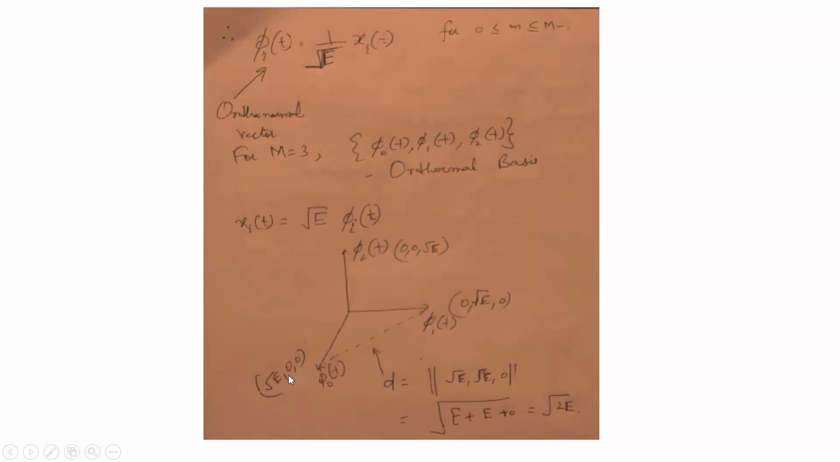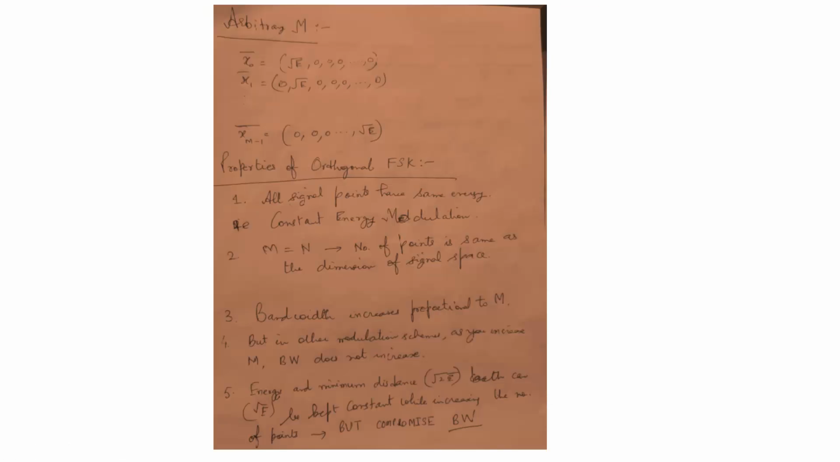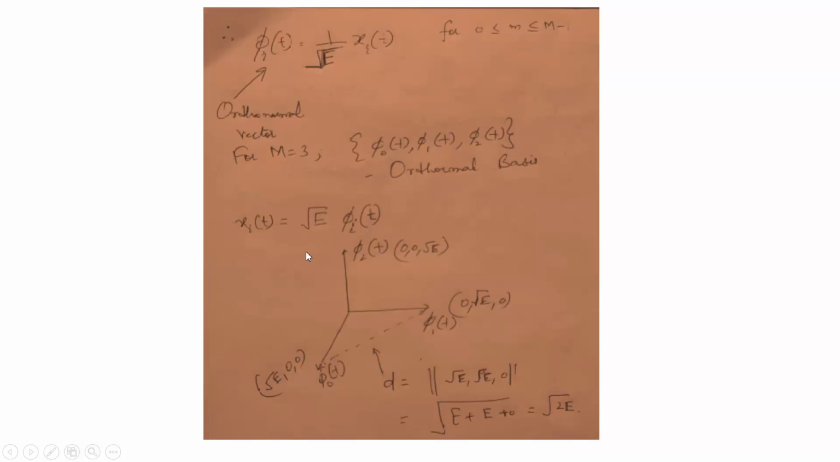So what are the signal points? Under root e comma 0, 0 comma under root e comma 0, 0 comma 0 comma under root e. So they represent the same energy, right? Constant. So this is also a constant energy modulation, as was the case with phase shift keying. But here this is an important point. Here capital M equals N.